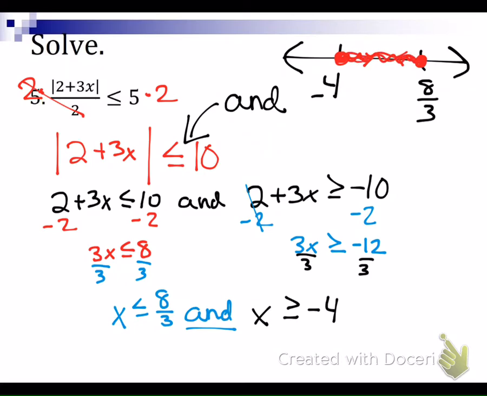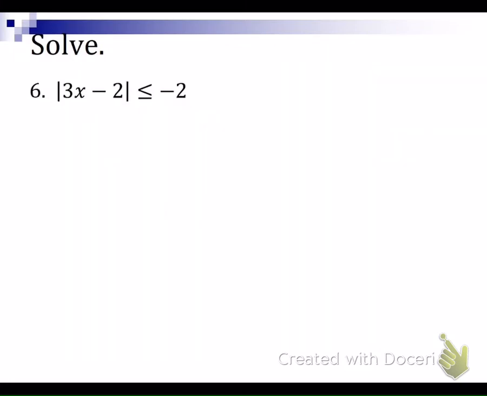All right, time to get fancy. How do I write the answer? Negative 4 less than or equal to x, which is less than or equal to 8/3. You guys are getting it. Questions? No. All right. Okay.